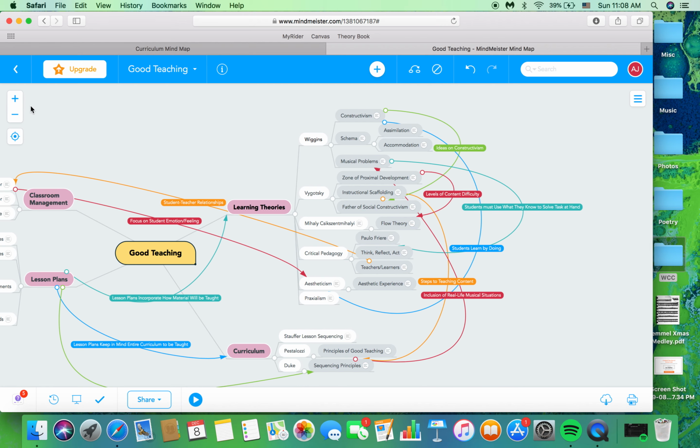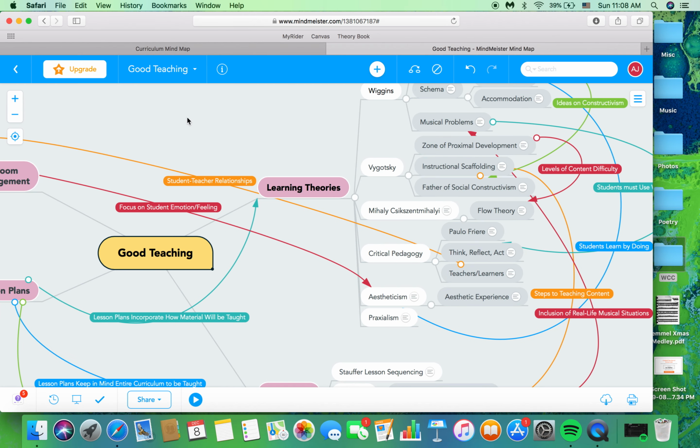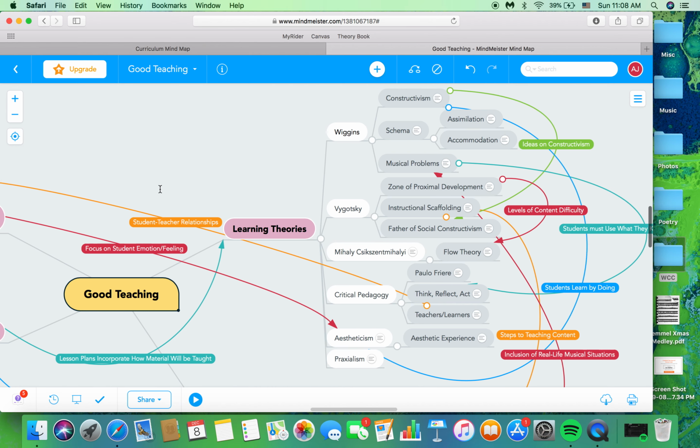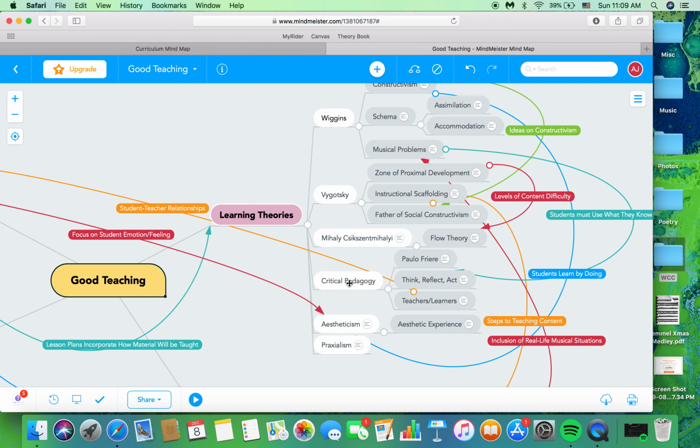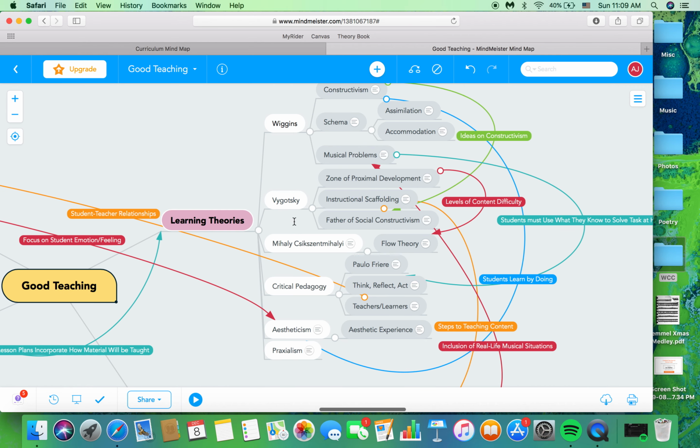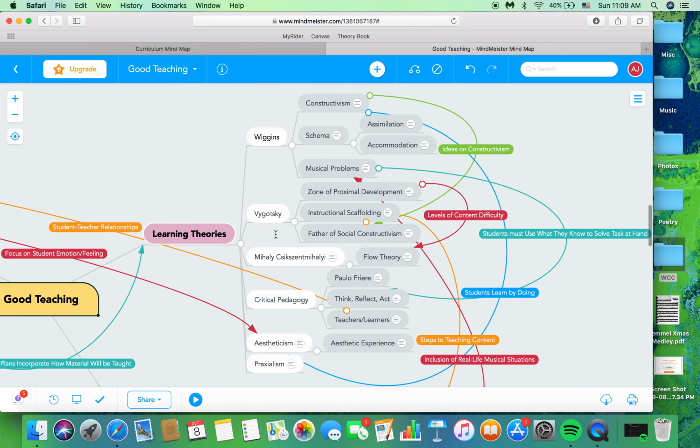So, I basically broke them down kind of by person, I guess. So I have Wiggins, I have Vygotsky, Mihai Csikszentmihalyi, and then these ones are more like categories or practices: critical pedagogy, aestheticism, and praxealism. So under each one, I kind of have what the big points are.